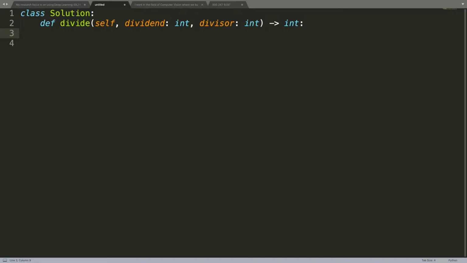The only way that's coming to my mind is to subsequently remove the divisor from the dividends. So I can say 10 minus 3, it gives me 7. 7 minus 3, it gives me 4. 4 minus 3, it gives me 1. So I can consistently check what is remaining.